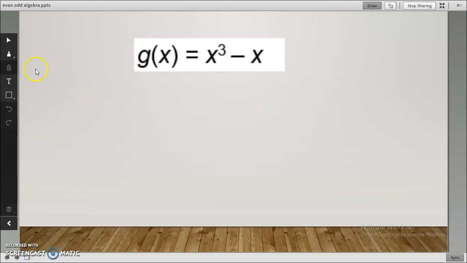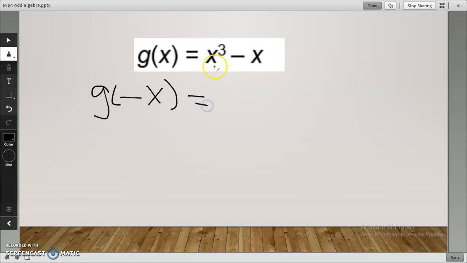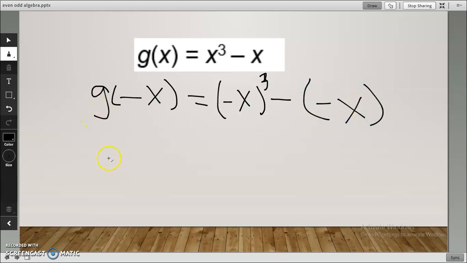So let's do an example. Of course, I'm going to show you two different ways. This is the preferred method. So I have g of x equals x cubed minus 9. So I'm going to plug in a negative x. So instead of x cubed, I'm going to have negative x cubed. And I have a negative x. And I want to see what the new sign will be. So let's evaluate.